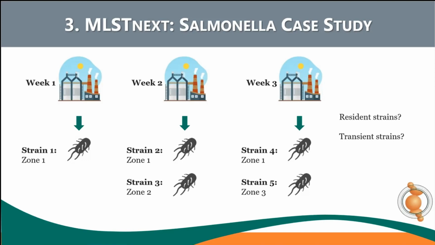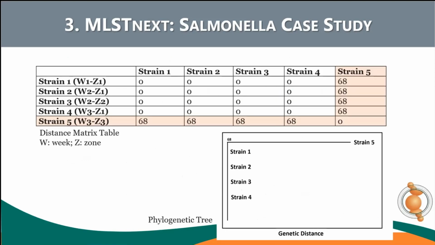Well, to understand that, we need to find out if these strains are related. So we conduct MLSTNEXT genotyping on these 5 strains, and here are the results. The number in this table indicates the genetic distance between 2 strains, meaning how many tested genes or loci are different. Here, for example, strain 1 has 0 loci different from strains 2, 3, and 4, but it has 68 different loci from strain 5.